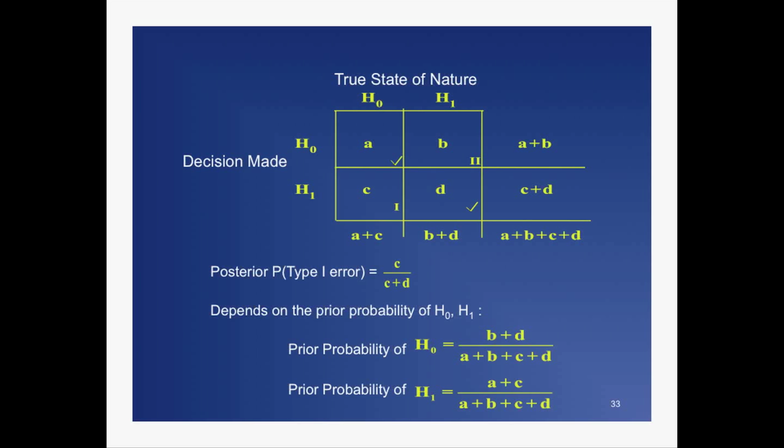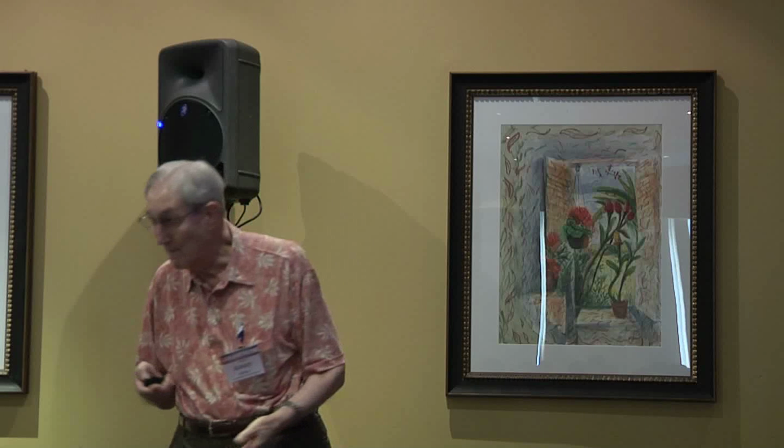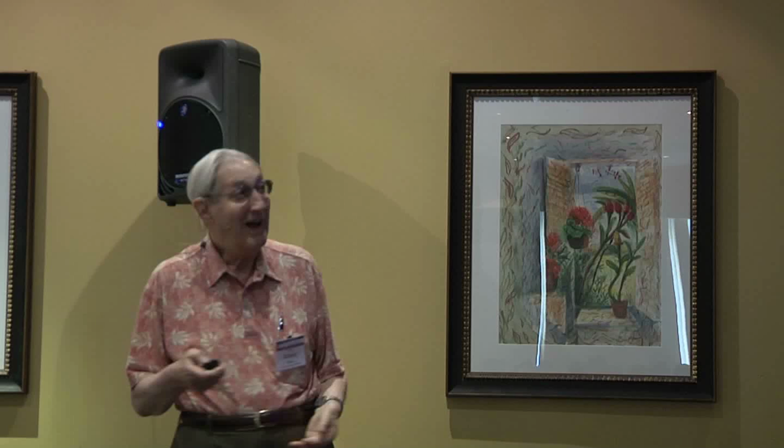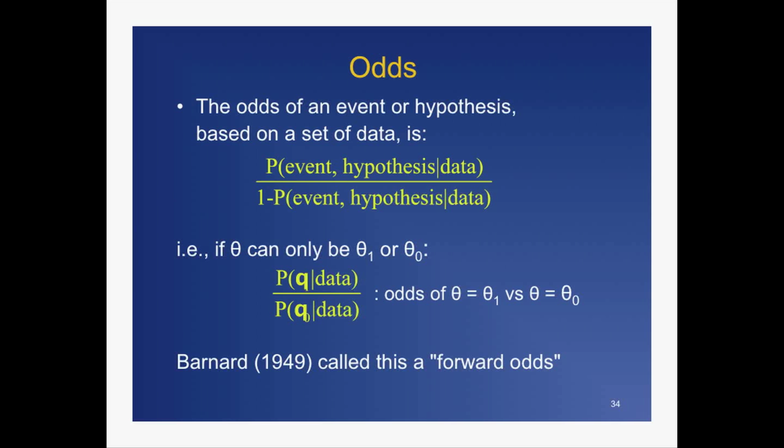And that's what's called the posterior probability of type 1 error. And it depends on the prior probabilities, which we don't know. That's the problem. But is it a problem? We'll come to that later.